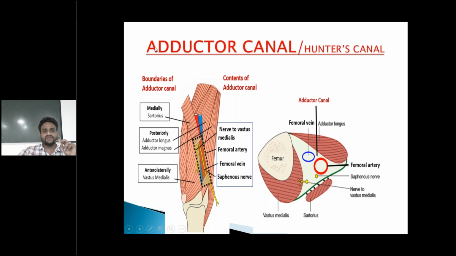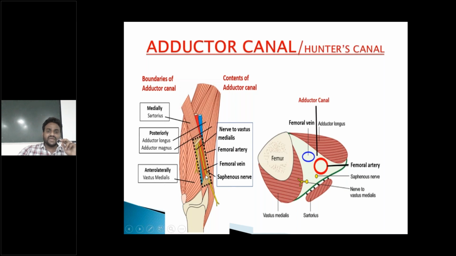You see here in this slide, first, this is the adductor canal. What other name is given? Hunter's canal. The location of the adductor canal: here you see the dotted lines. It is present in the middle 1/3 of the medial compartment of the thigh. What is the location of the adductor canal? Can you repeat? Middle 1/3 of the medial compartment of thigh. Very good. That's enough. You can see the dotted line box here.